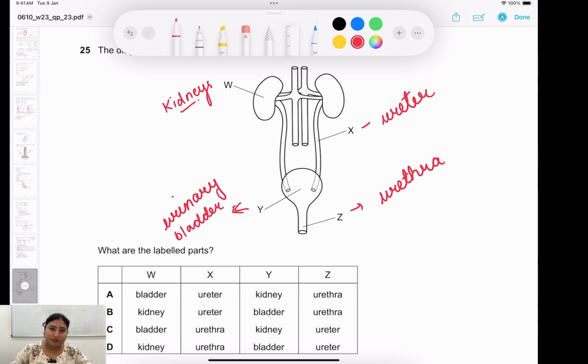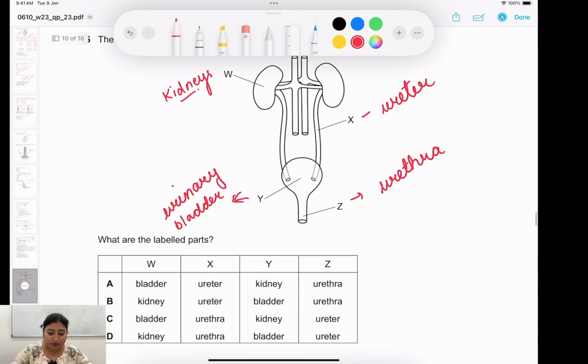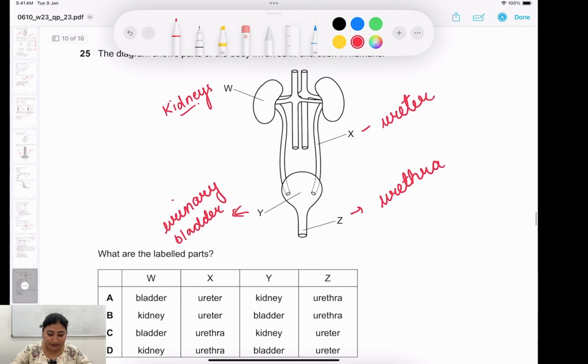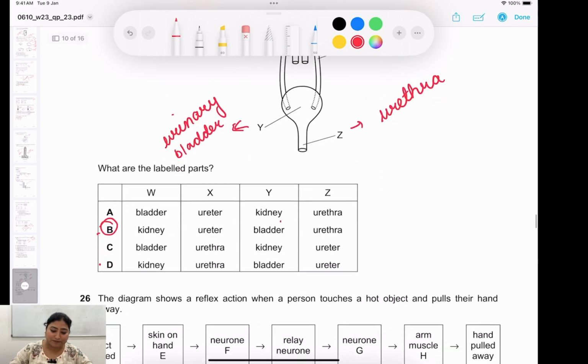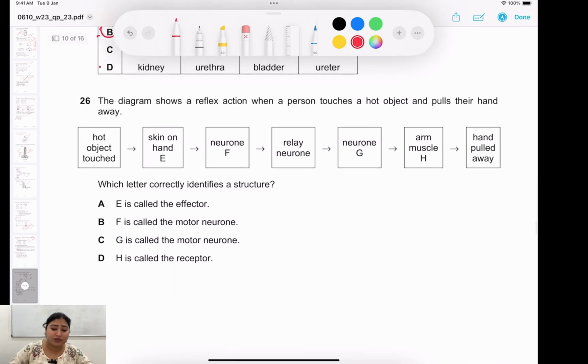These are the different parts in your excretory system. Let's see which option is suitable. So W is kidneys. We have two options here now, B and D. Then we have X as your ureter. So the correct answer here would be B, because in the other option X is labeled urethra and X is not urethra. And then Y here will be bladder, and then Z is your urethra. So correct answer here is going to be B. Moving to question number 26.